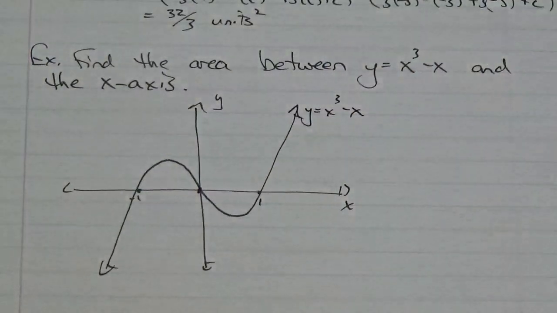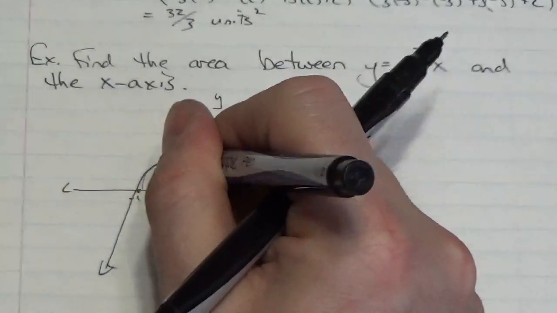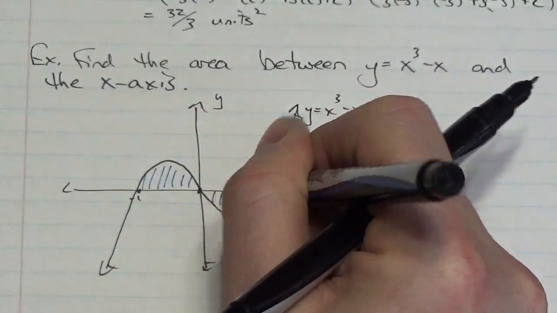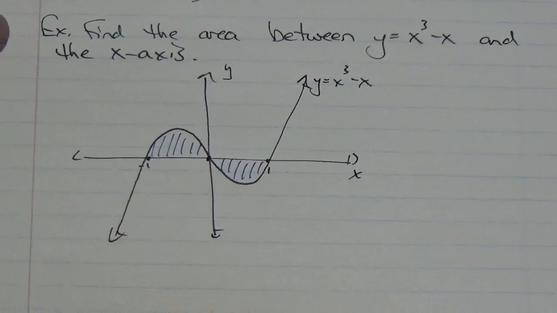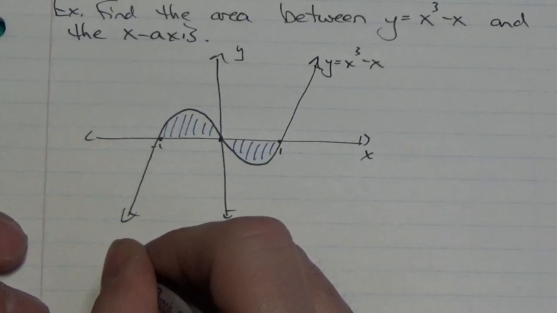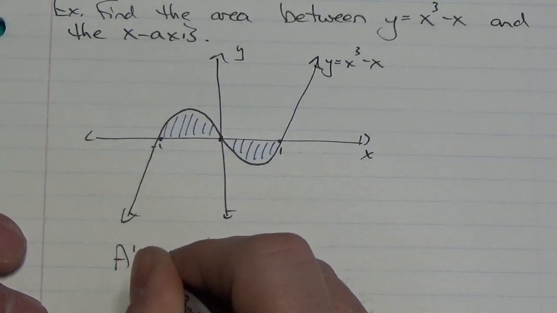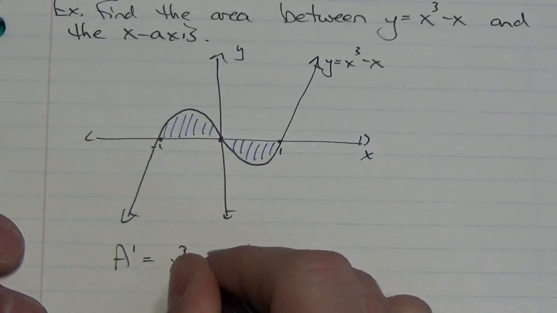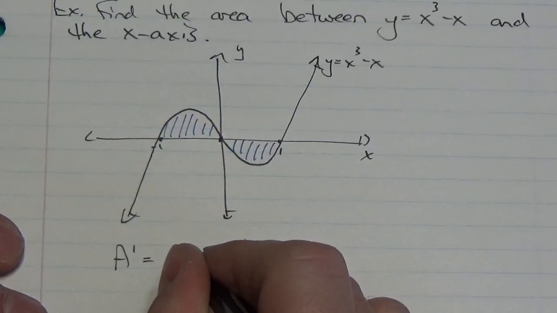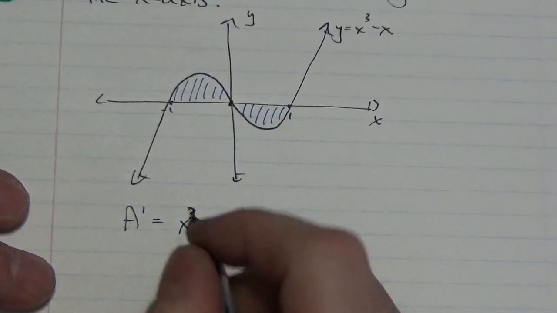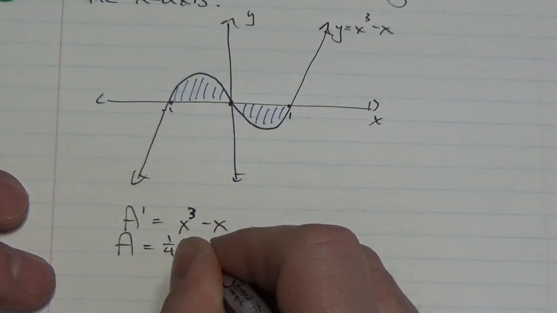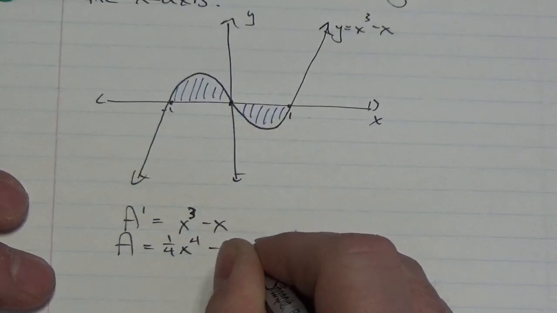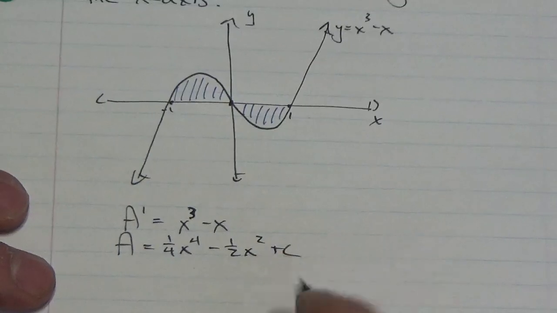Okay? So now when I ask for the area between this function and the x-axis, remember that I'm always talking about the finite area. So what I must be talking about here are these two little bumps right there. Okay, so we've only got the one function right now, so that's easy enough. So my derivative here of the area function is going to be x cubed minus x.